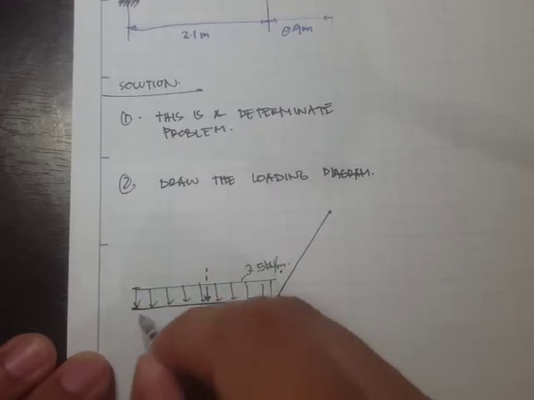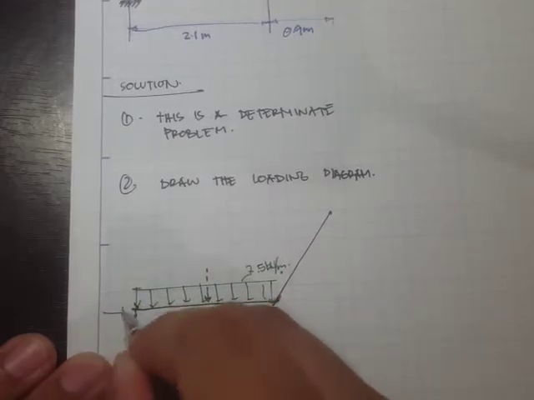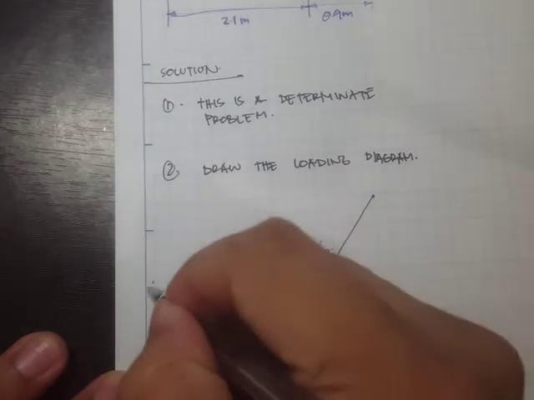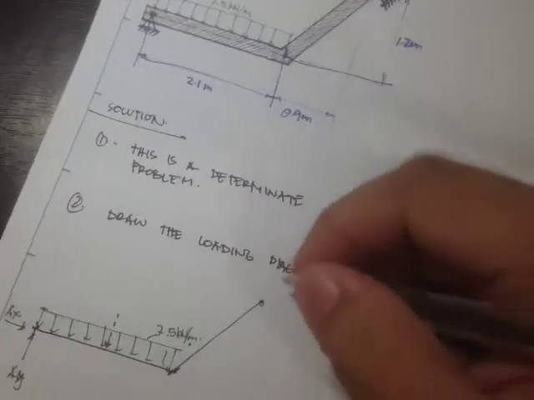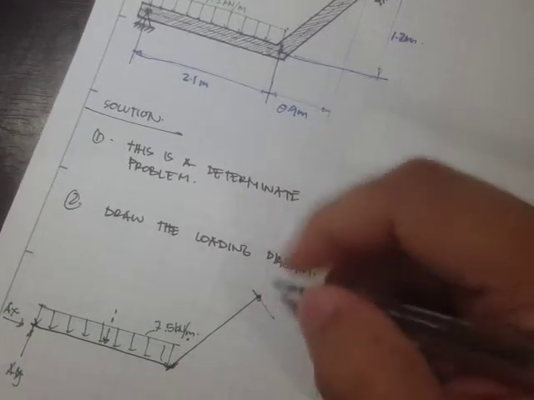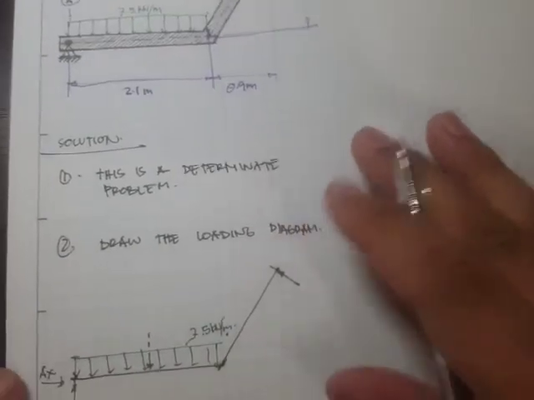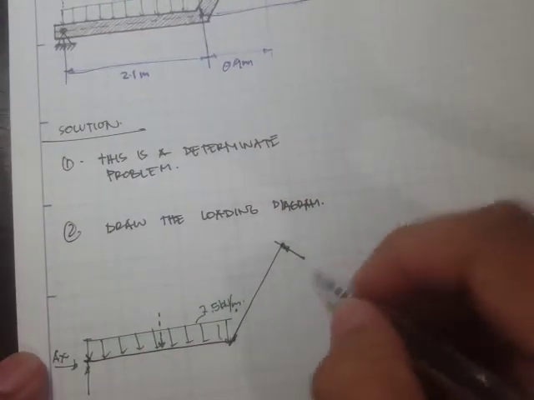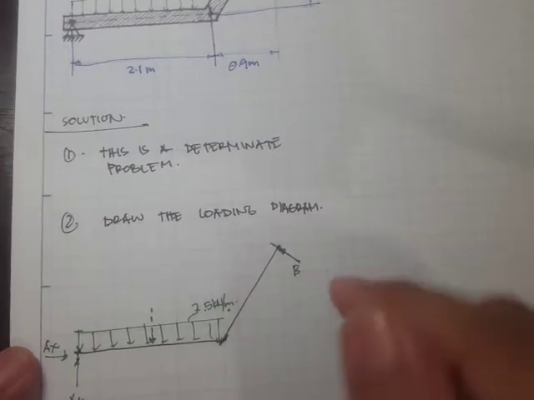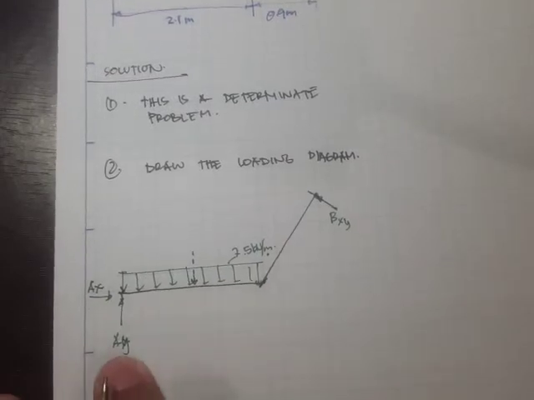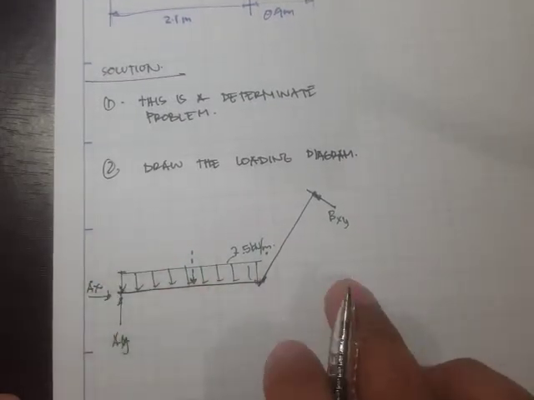Right here we have AX and AY, our support reactions at A. Sorry, this one is AY and this one is AX. And here this is our B, but it is not purely along X or purely along Y, so let's just write B. This is purely Y, so this is AY, and this one is purely X.